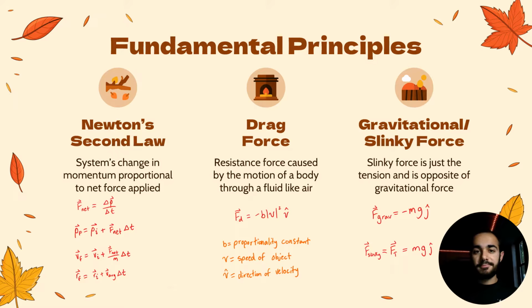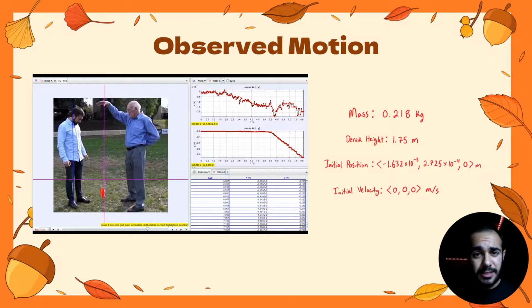For the observed motion, we're going to be using this video from Veritasium's channel. The mass of the Slinky is 0.218 kilograms. For calibration purposes, Derek's height is 1.75 meters. Initial position is as such, and initial velocity is 0 since it's dropped from rest.